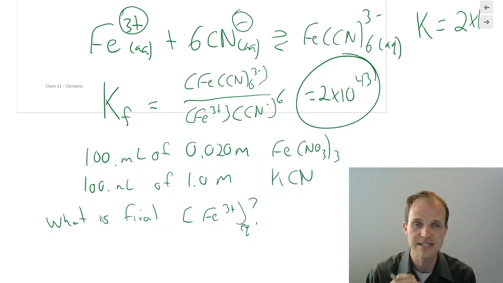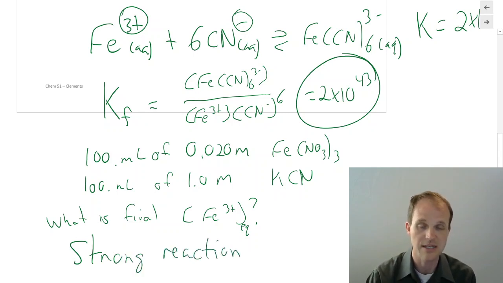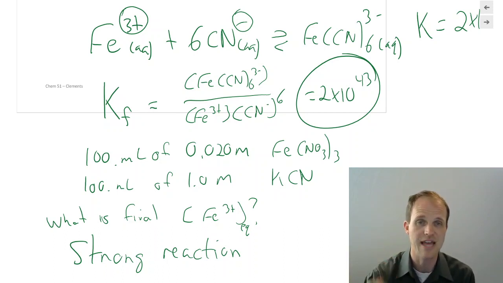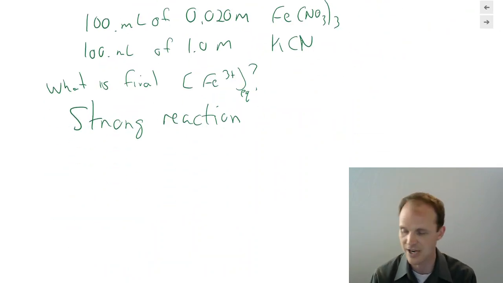So what we're going to do is the same thing we did in the titrations. We're going to say, hey, we've got a strong reaction here. This is a strong reaction. And so we're going to use ourselves a BRICE table, B-R-I-C-E, right? Before the reaction, our initial, then our change, and then our equilibrium. And we're going to run that strong reaction first.